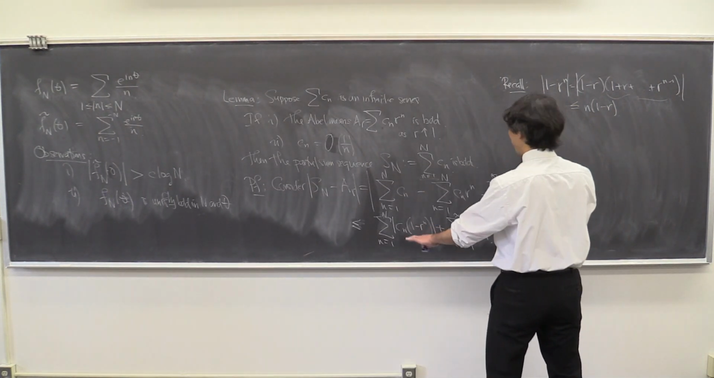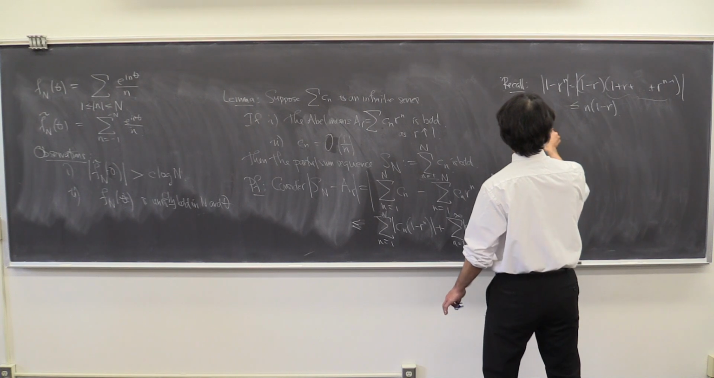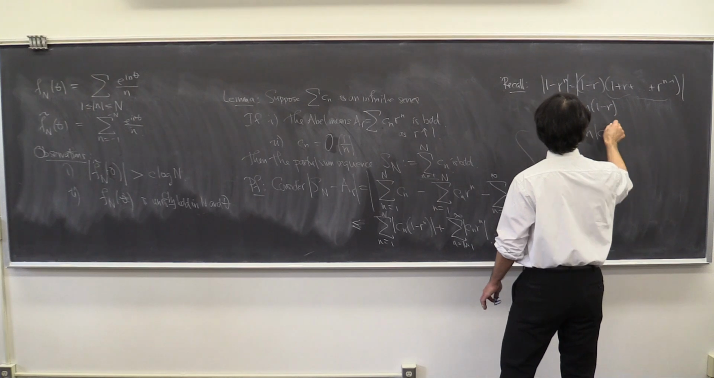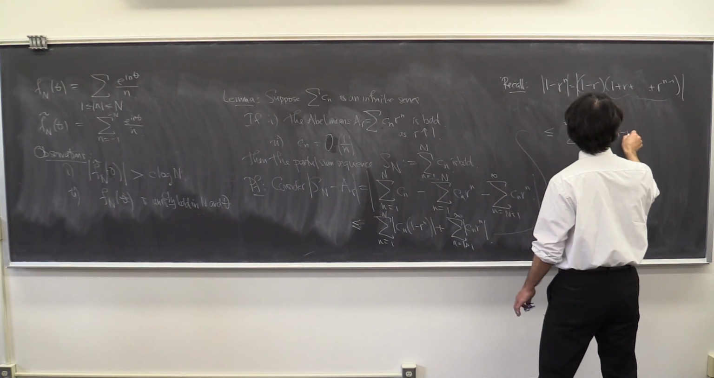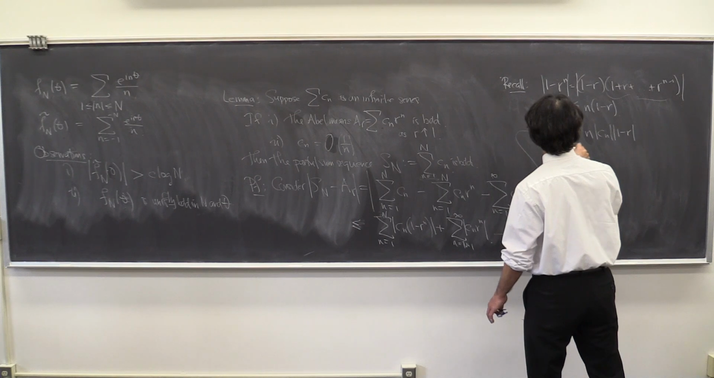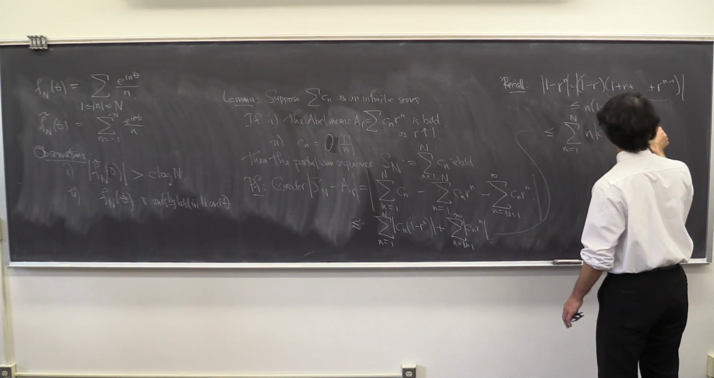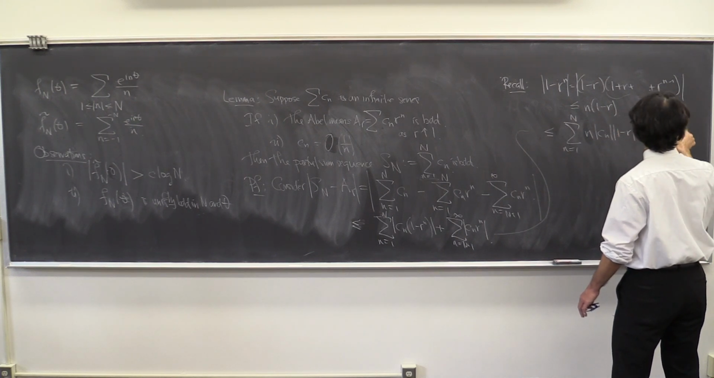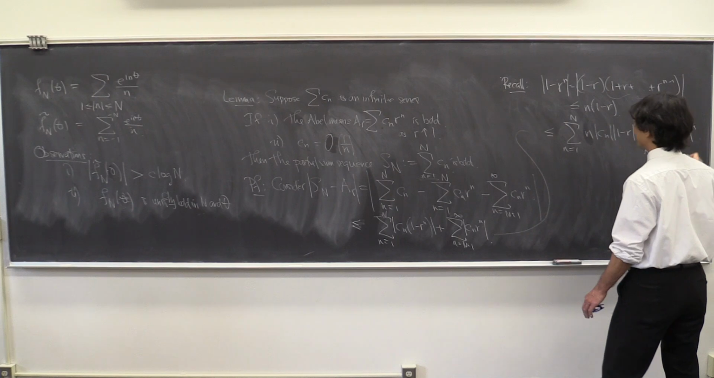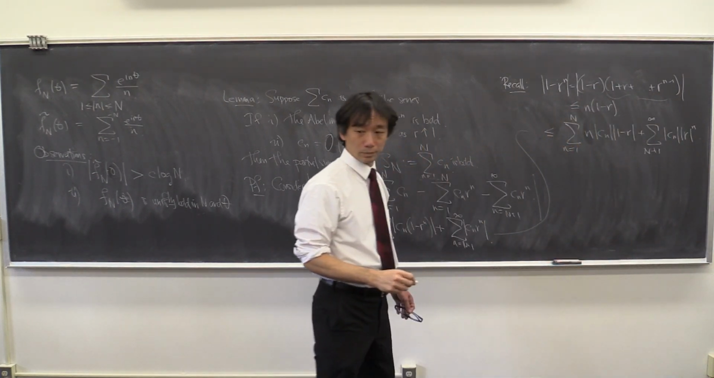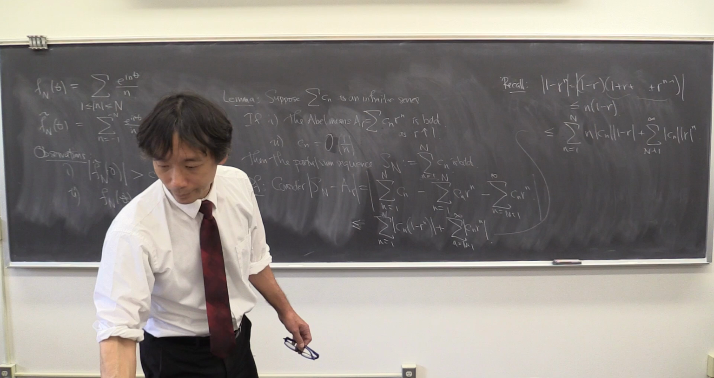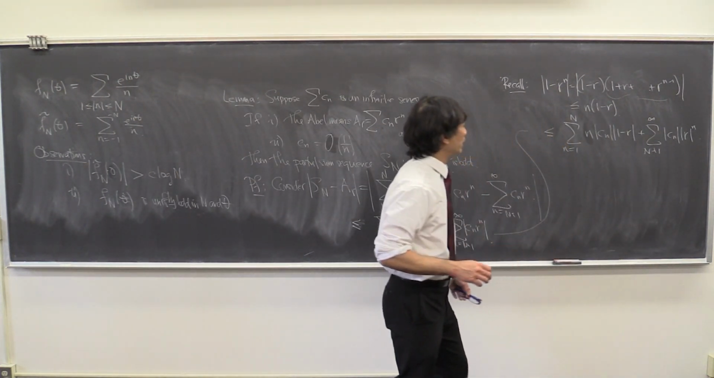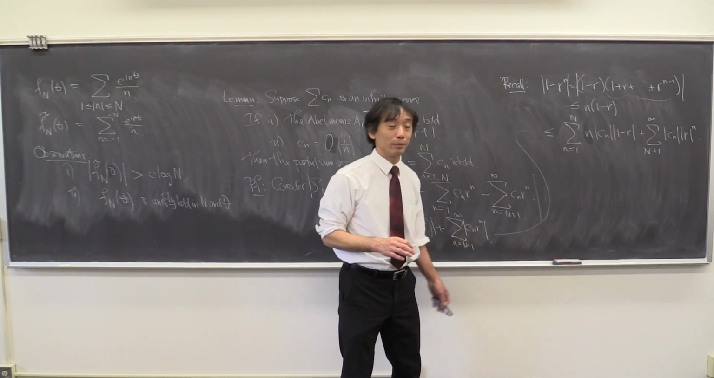So what do we have right now? That this thing is smaller than the summation up to N of C sub n times 1 minus r, plus the summation from N plus 1 to infinity of C sub n r to the n. Okay. So right, we're not doing anything.